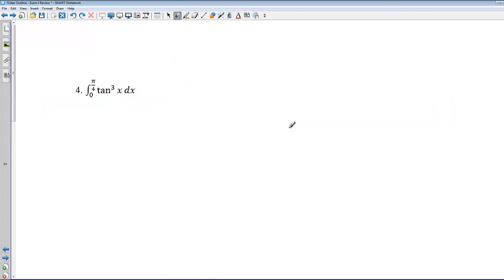All right, let's look at number 4. Now, number 4 is a definite integral, so we do this basically like we do indefinite integrals, but then we have to plug in numbers at the end. So we kind of have to keep the numbers on here.